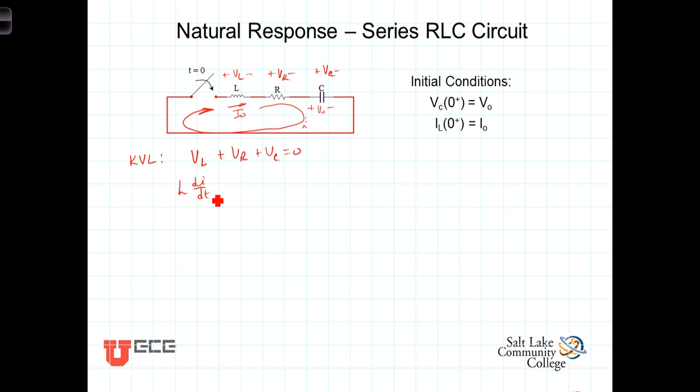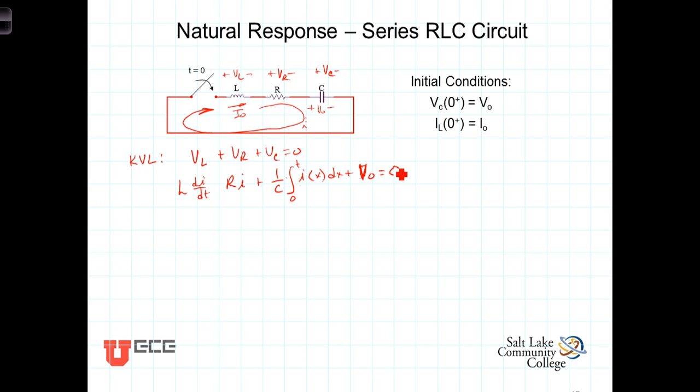Similarly, the voltage across the resistor is just equal to R times I, and the voltage across the capacitor in terms of the current is equal to 1 over C times the integral from 0 to t of I of x dx plus whatever the initial voltage on the capacitor was. And so the sum of those three things must equal 0.